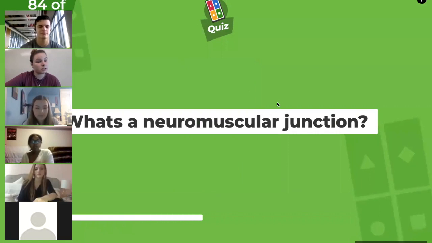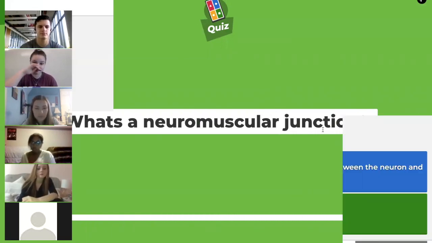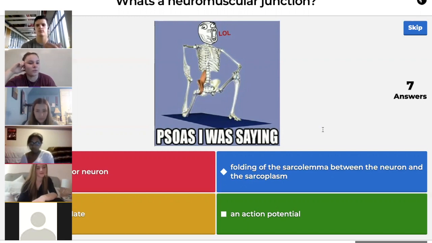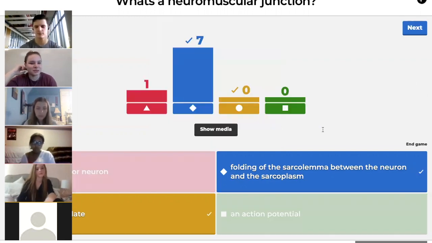What is a neuromuscular junction? Yo, if you've taken your anatomy or if you looked at the muscles, this meme is hilarious. I think it's hilarious. I got 1 smile. I'm going to take that as a W. She could be laughing at something else, though.